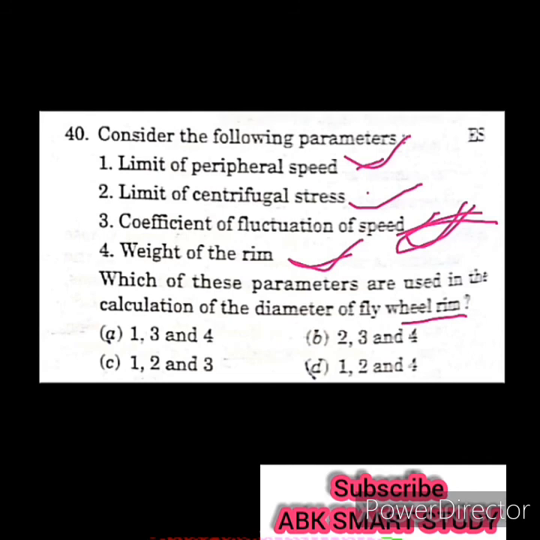So 1, 2 and 4. Here in option D, 1, 2 and 4. So these three parameters are required for calculation of the diameter of flywheel rim. So our option D is the correct answer.